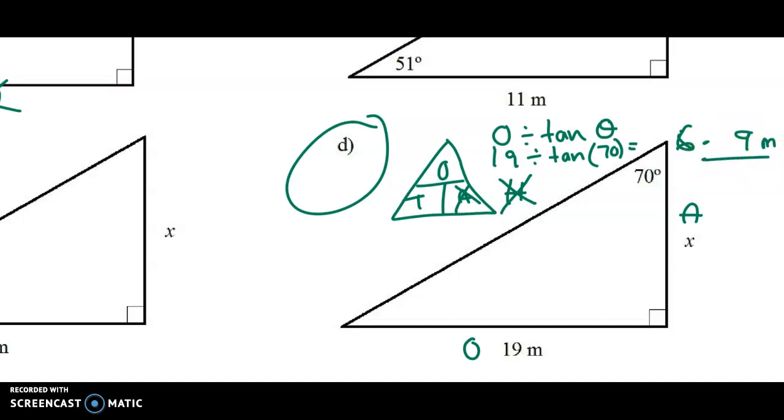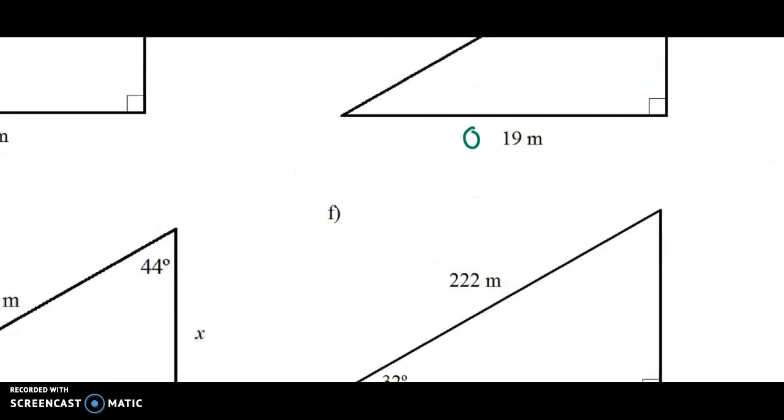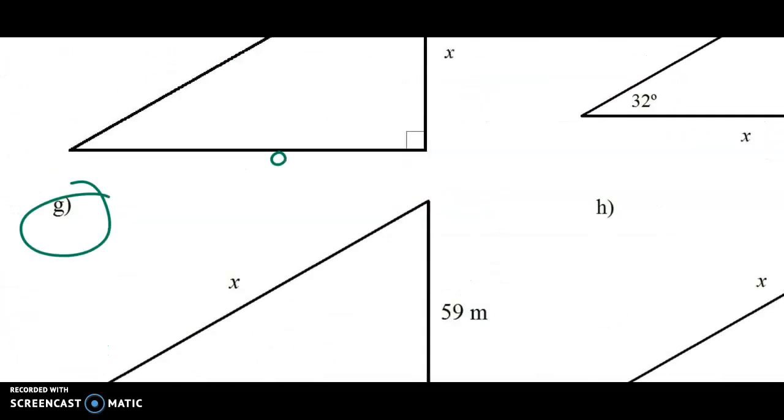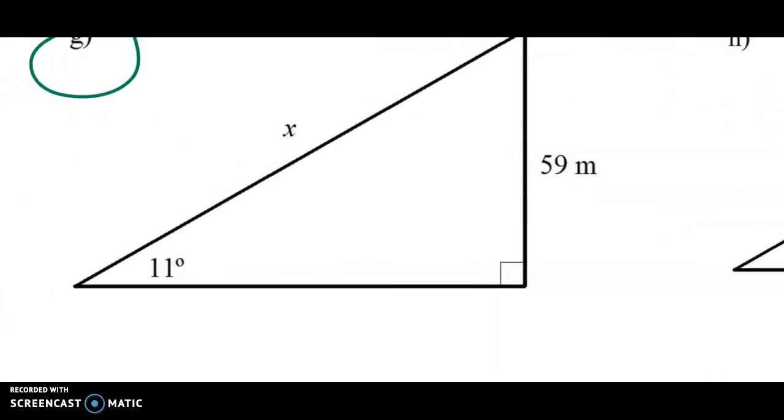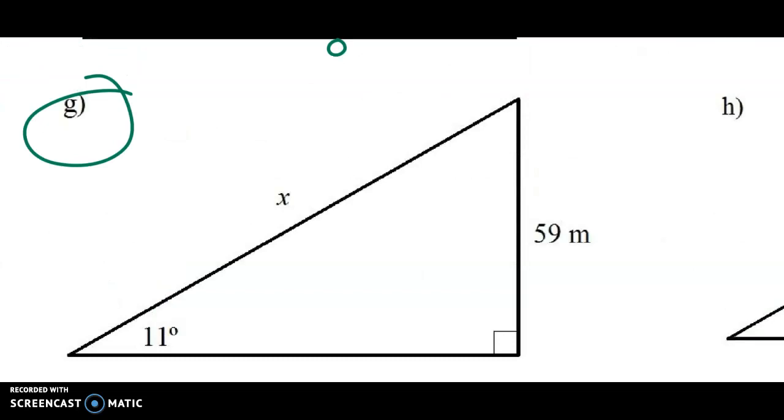Okay. All right. Last one of these ones where you're trying to find the sides. I want you to have a go at G. Okay. So same rules, 5 things to remember. See if you can get this one. Pause and have a go.